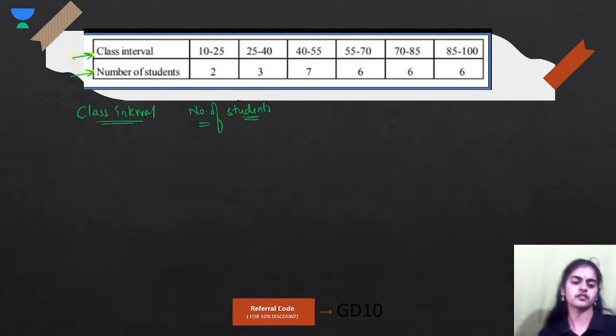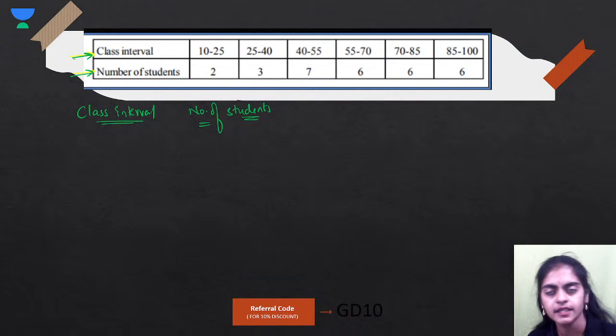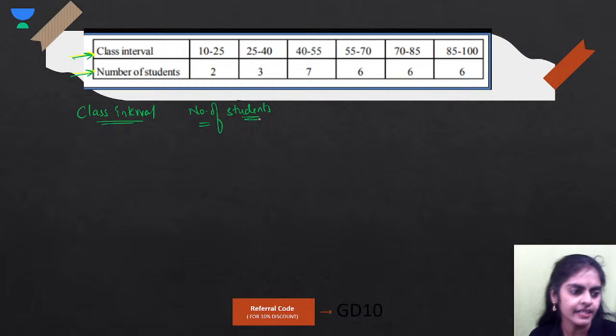Class interval and number of students. What is the first step? You have to find the class mark. What is class mark? The midpoint of the class intervals, right? So now you are finding the class mark.